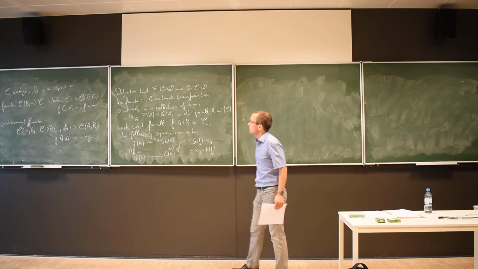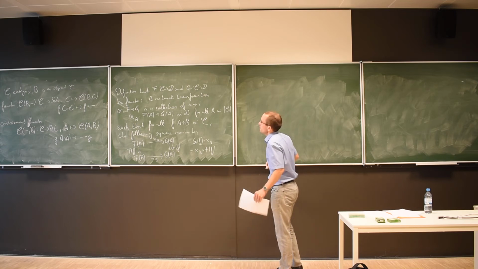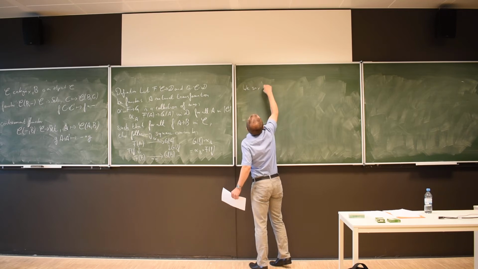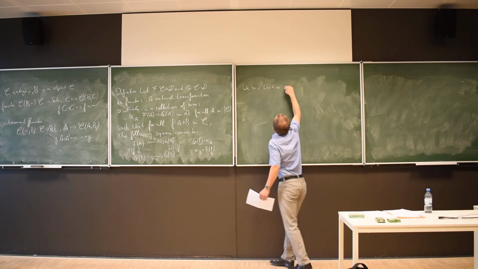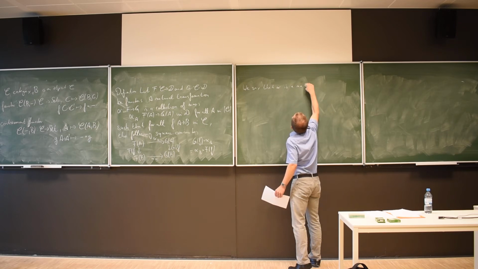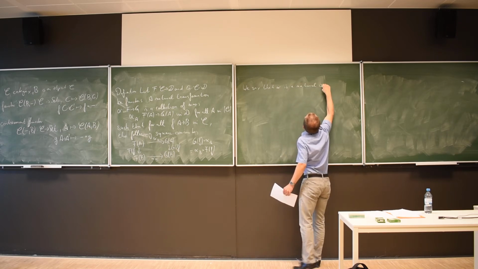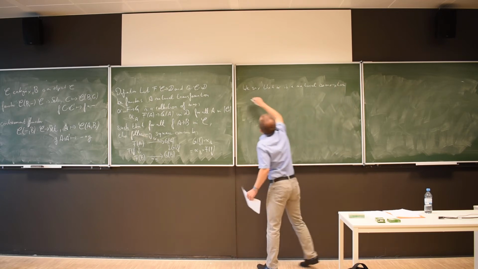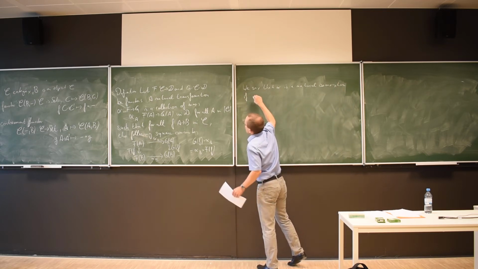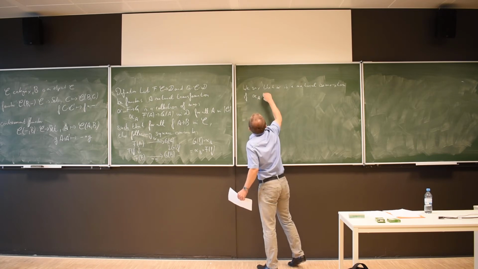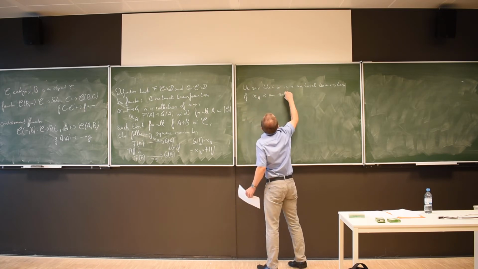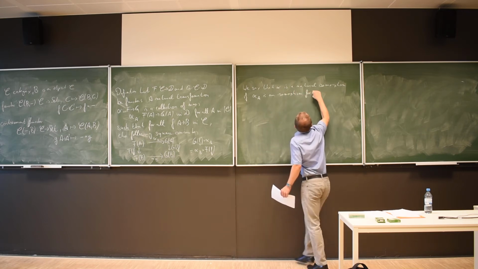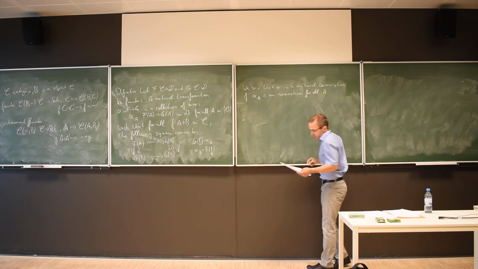Maybe one addition to the definition, we say that a natural transformation alpha is a natural isomorphism if this morphism alpha_A is an isomorphism in the category D for all objects A.